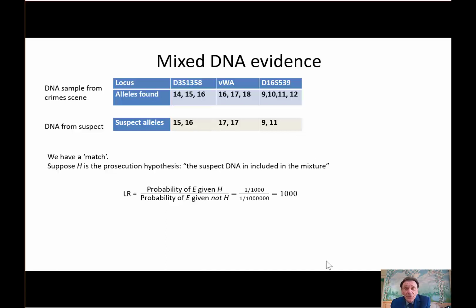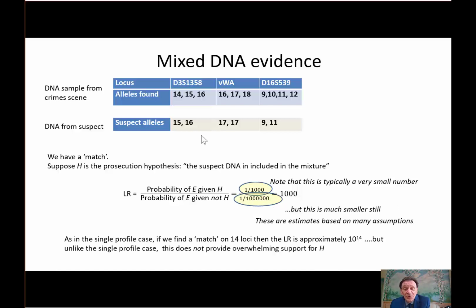So in contrast to the previous example, the probability of E given H is typically a very small number, it's not 1. But E given not H is much smaller still, because this time we're estimating the probability that we would get these exact alleles in a combination of 2 people by chance. And again, assuming each genotype occurs in about 1 in 10 people, then getting that particular genotype combination at each locus is about 1 in 100, so the probability of E given not H is about 1 over 100 times 1 over 100 times 1 over 100, which is 1 in a million. And that gives us a likelihood ratio again of about 1,000, similar to the single profile case.